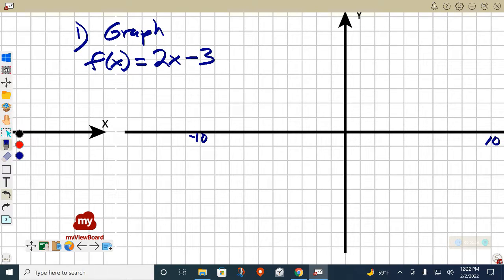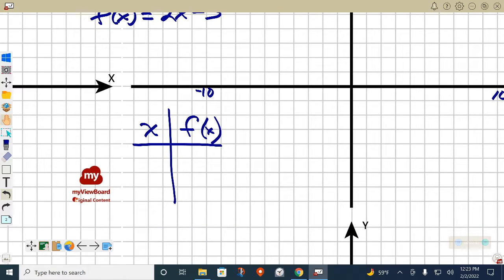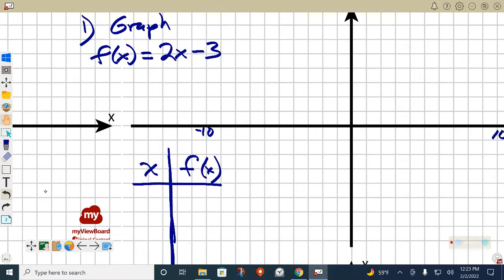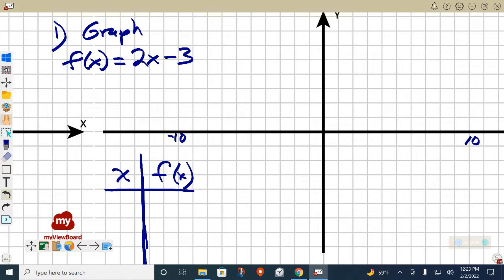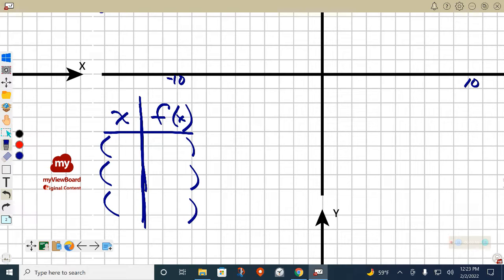The way we're going to graph is we're going to use a table of values. X and f of x. Notice instead of y, I put f of x, because f of x means y now. We're in the big leagues. We're going to express the y value as f of x, the function at that input. What we're going to do is create 3 ordered pairs to actually graph on our graph paper. When I say ordered pairs, I'm talking about an x and a y value.